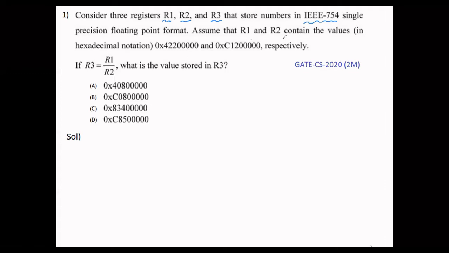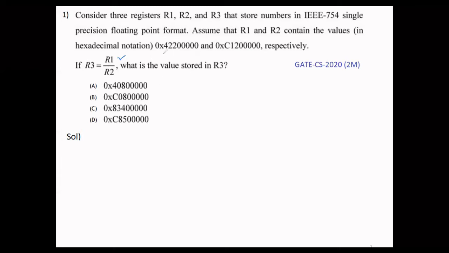Assume that R1 and R2 contain the values. This is the R1 value and this is the R2 value. Here 0x represents a hexadecimal number. We need to find R1 by R2, that is nothing but R3, and that should be in IEEE format. That means we need to get 32 bits. We need to find R1 by R2.